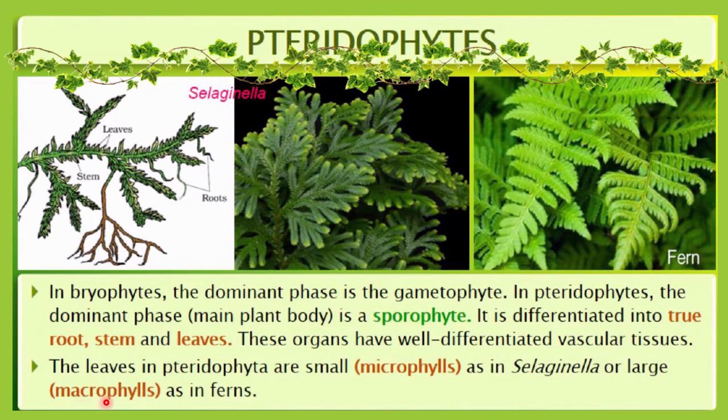Macro means large, and phyll means leaves. Such leaves which are large in size are called macrophylls, as in the fern. Here you can see two types: leaves may be of smaller size or larger size. If it is small in size, it is considered a microphyll. An example is Selaginella. If it is large in size, it is considered a macrophyll. An example is a fern. You have to remember both the examples.